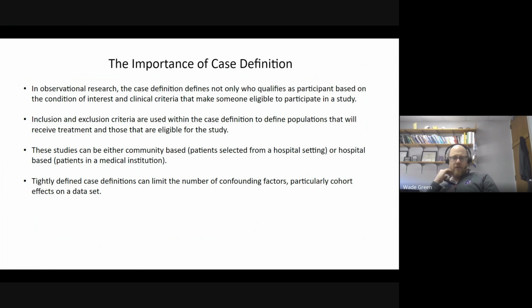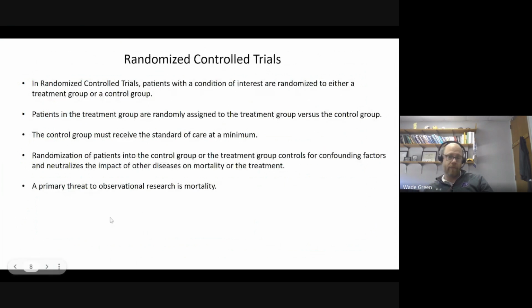The benefit of tightly defining our case definition is that, as I'm sure all of you know by now, by having those really tight inclusion exclusion criteria within a case definition, we limit our confounding factors, particularly our cohort effects, like we talked about.